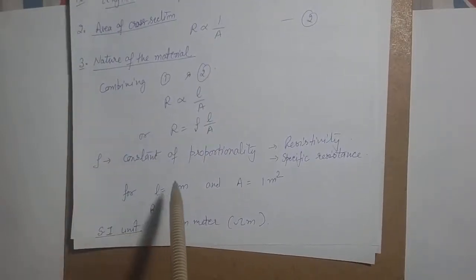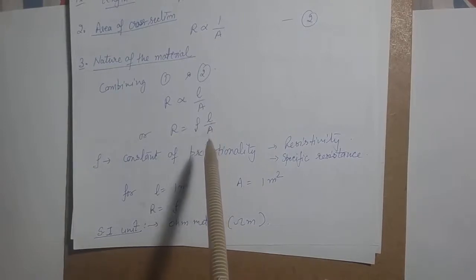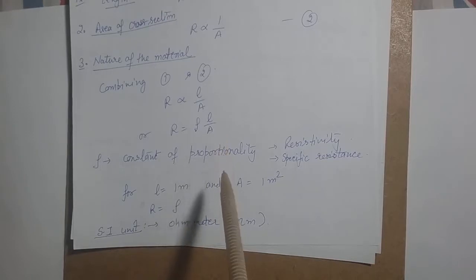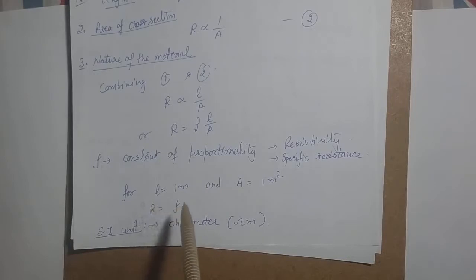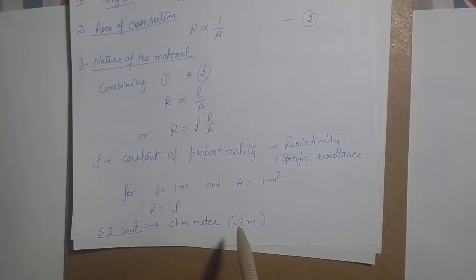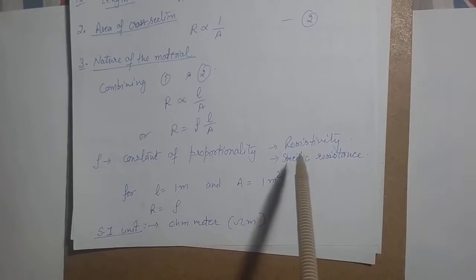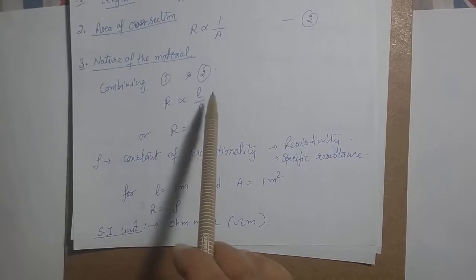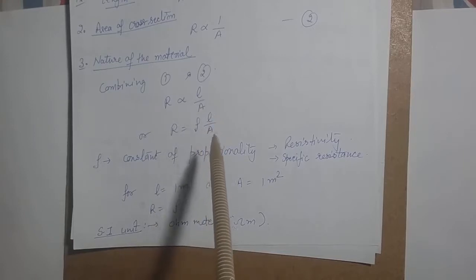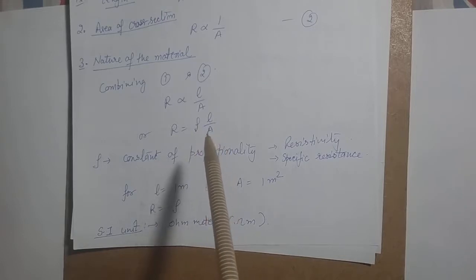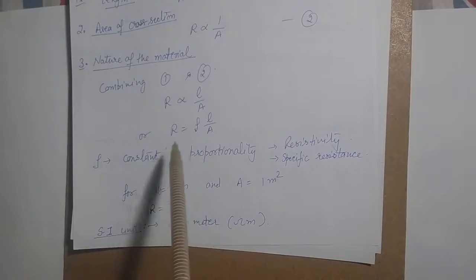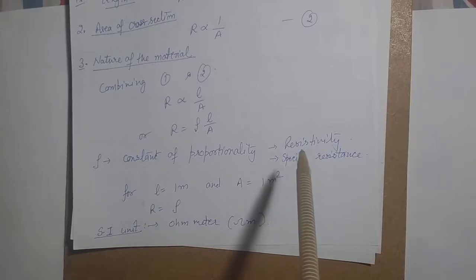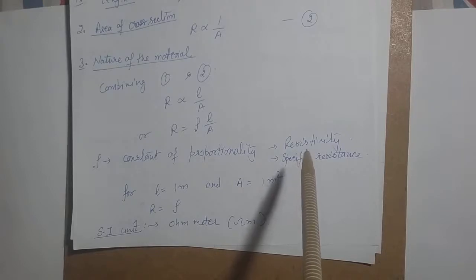So from here what we conclude is, if the length of this conductor is 1 meter and the cross section area is 1 meter square, then the resistance equals the resistivity, and the SI unit for resistivity is ohm meter, that is omega meter. Resistivity of a given conductor is the property of that particular conductor which remains constant, but we can vary the resistance of a given conductor by varying the length, by varying the area of the conductor, or by varying the temperature. So by varying the physical parameters, we can vary the resistance, but we can't vary the resistivity. That is a constant property which shows the nature of a particular material.